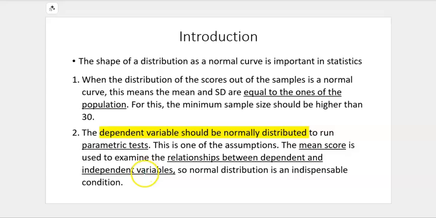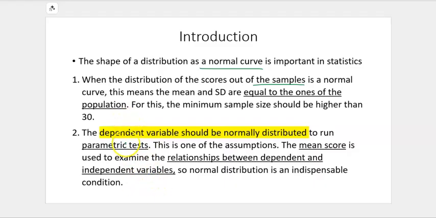So, the introduction of the shape of distribution. That is a kind of normal curve, which is very important in statistics. Why? Because we always use the sample for the population. So when it is a normal curve, that means we can consider the standard deviation of the sample to be equal to the standard deviation of the population. So that's why the normal curve is very important.